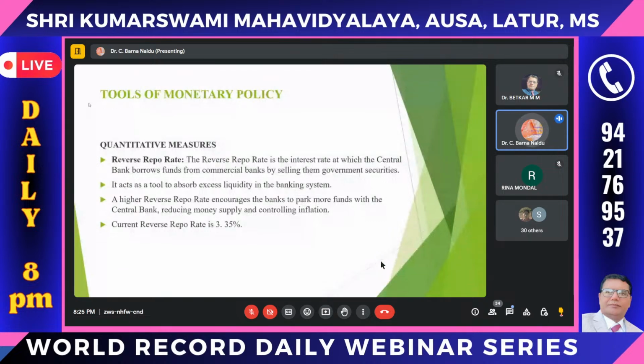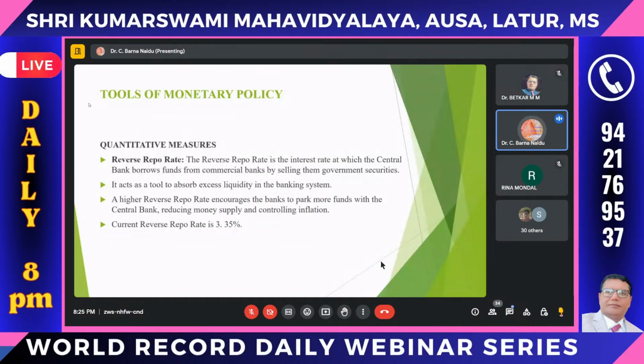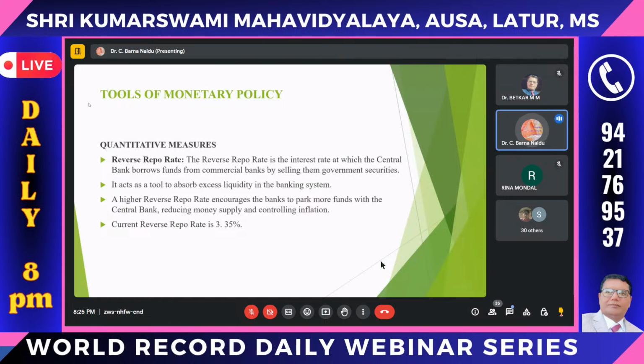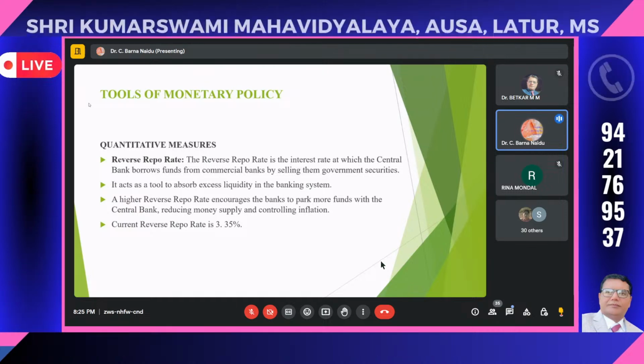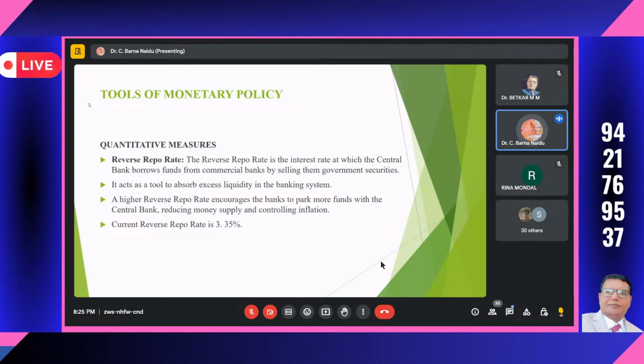It is not because the RBI does not have money, but it is trying to absorb the excess liquidity in the economy to stabilize inflation and deflation conditions. A higher reverse repo rate incentivizes banks to park more funds with the central bank. The commercial banks are quite happy to do it because it is an investment where they get interest from the RBI. So they are okay with this condition.